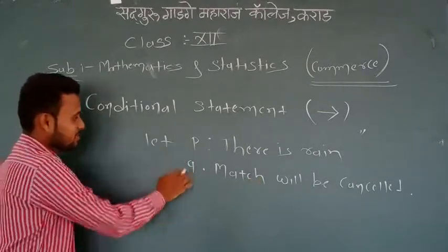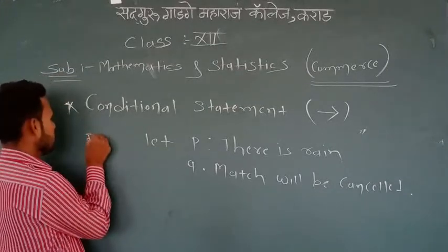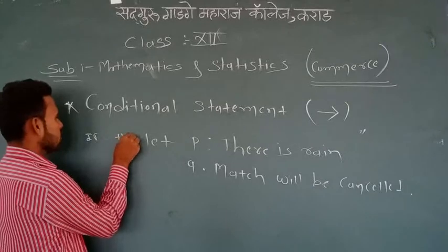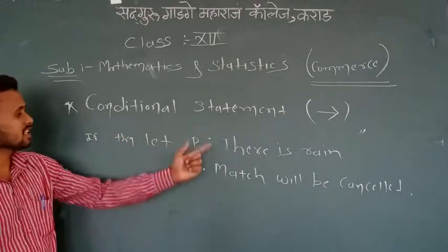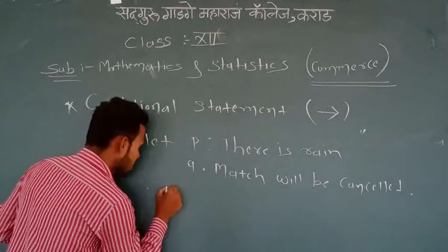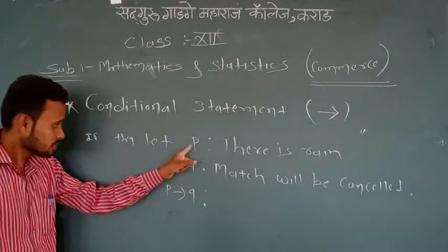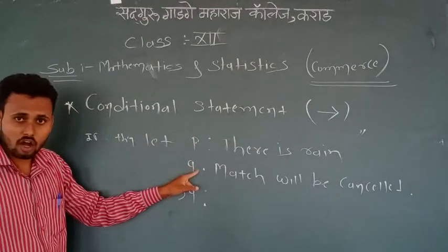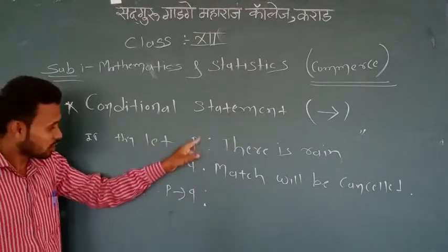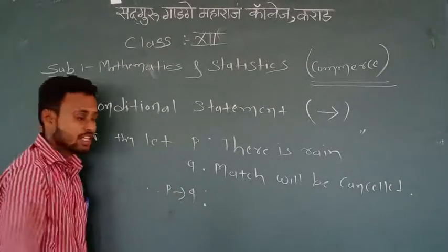Then these simple statements, if we connect them by the group of words like if... then, we get a conditional statement. Therefore the conditional statement of p and q statement काय मिळेल? कंडिशनल स्टेटमेंट ऑफ दीज टू सिंपल स्टेटमेंट, ह्या दोन सिंपल स्टेटमेंटचं कंडिशनल स्टेटमेंट काय येईल? सिम्बॉल p इम्प्लाइज q. स्टेटमेंट काय मिळेल आपल्याला?